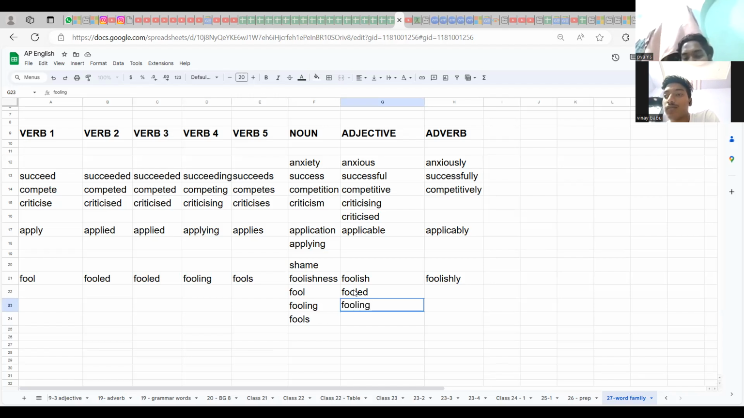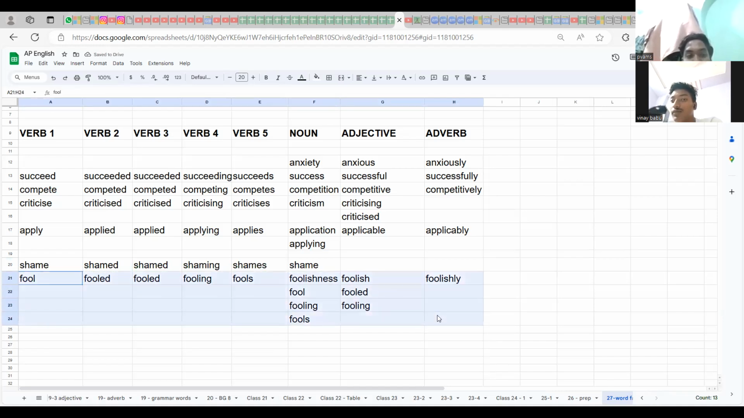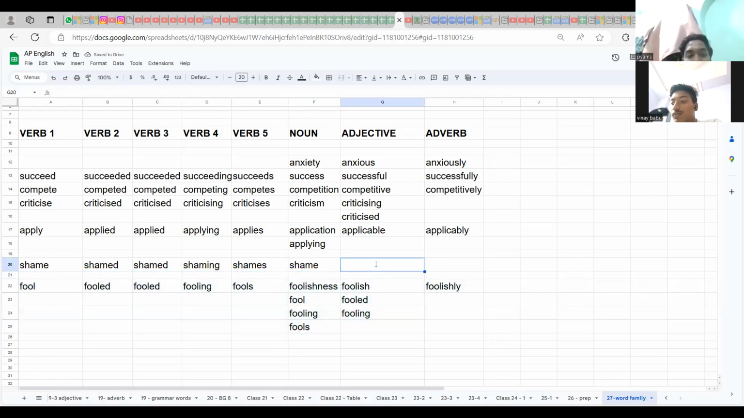Note it down. You will understand when you do more and more, you are going to understand the actual meaning of noun, how it is being used in an English sentence. Look at the forms. Shame, shame, shamed, shame, shaming, shames, ashamed.